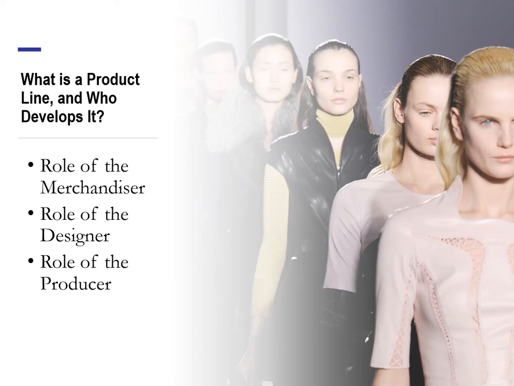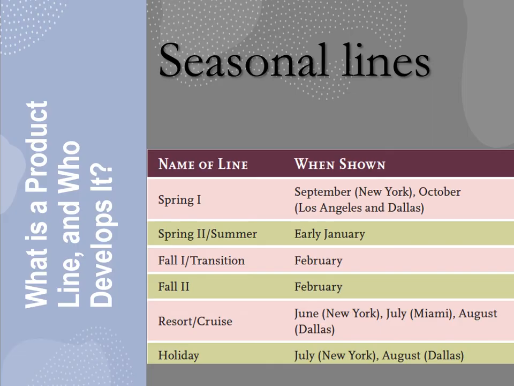In the next part of the lecture, we're going to be talking about product development just on the retail producer side, so the store label side. Each season, the high fashion designers put together their lines, and these are the dates. Actually, these are the seasons and the dates that they're normally shown.